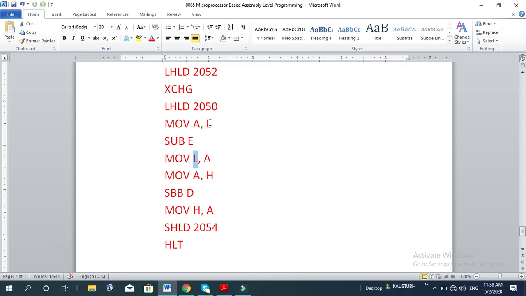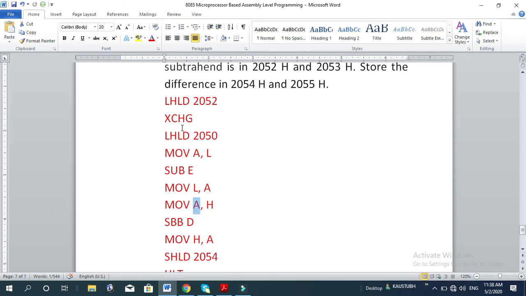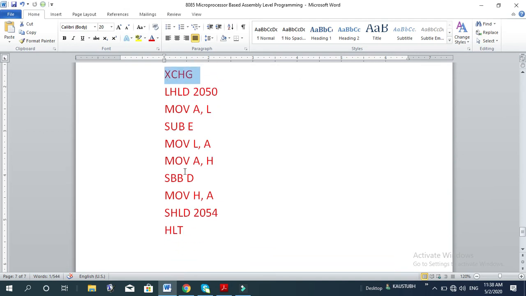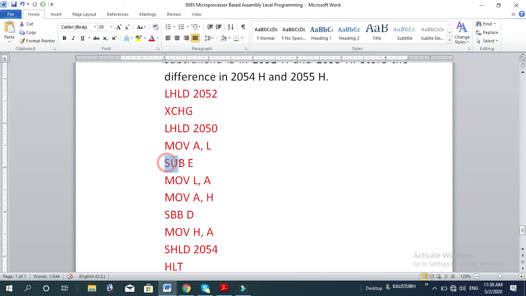The higher byte of my minuend is in the H register. I am now copying the higher byte of my minuend to the accumulator, and the higher byte of my subtrahend is already there at this stage in the D register. So SBB D. Now it is not SUB D, it is SBB D. Hope you know SBB is subtraction with borrow.